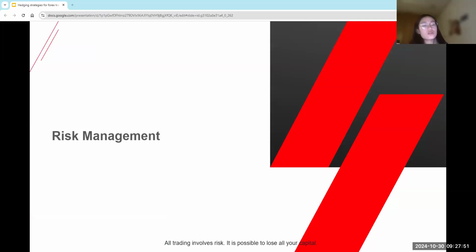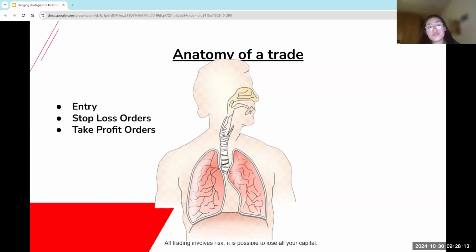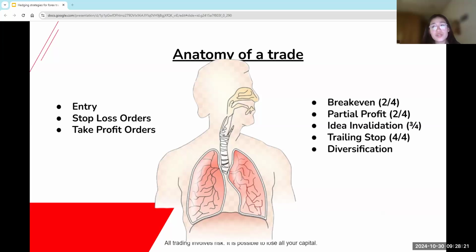Okay, so let's talk a bit about risk management strategies when it comes to hedging. In order to figure out how exactly we can manage risk and manage a trade, we need to understand what exactly a trade will consist of. Firstly, of course, we have the entry, the stop loss orders, take profit orders. And then we also have your break even, partial profit, idea and validation, trailing stop, and diversification.